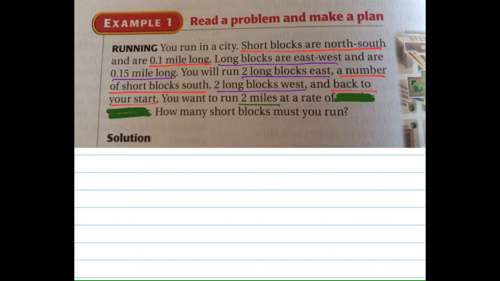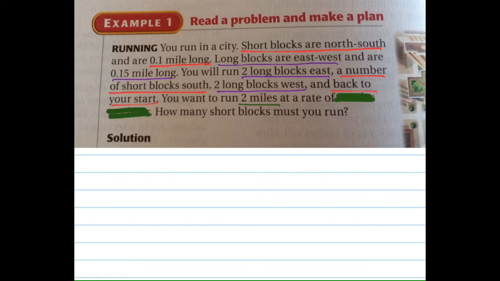But they're not asking about how much time we run, so that's just extra information we don't need. So, do we understand the problem? Okay, we're going to run this circuit ending where we began. They told us the distance for each block, how many blocks we're going to have to run except for the north-south, and how far we want to run total. So, we need to make a plan. I suggest we start with a picture, and then we use a verbal model to come up with the equation to solve.